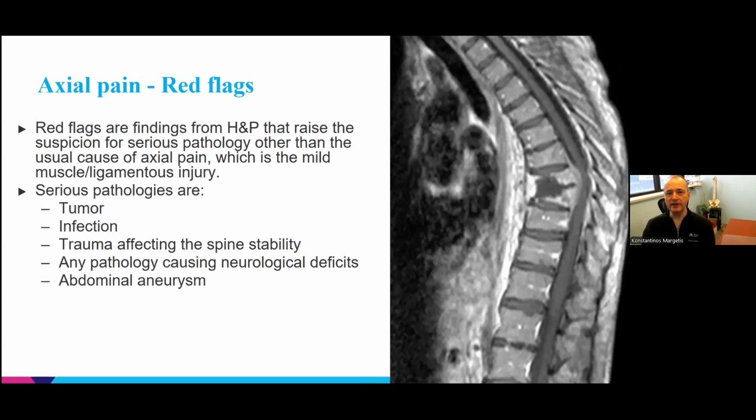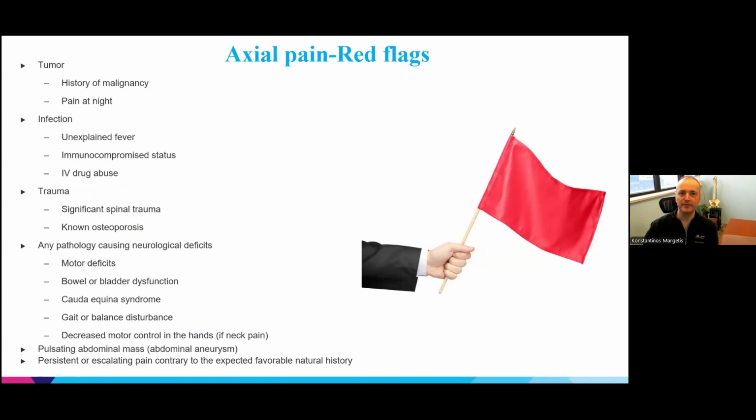Now, the red flags are these findings from the history and physical examination that will make us suspicious that there's something else going on. It's not just a typical muscular ligamentous injury. It might be a serious pathology hiding behind these symptoms. And the serious pathology is a tumor, infection, or a significant trauma. So let's see some of these red flags.